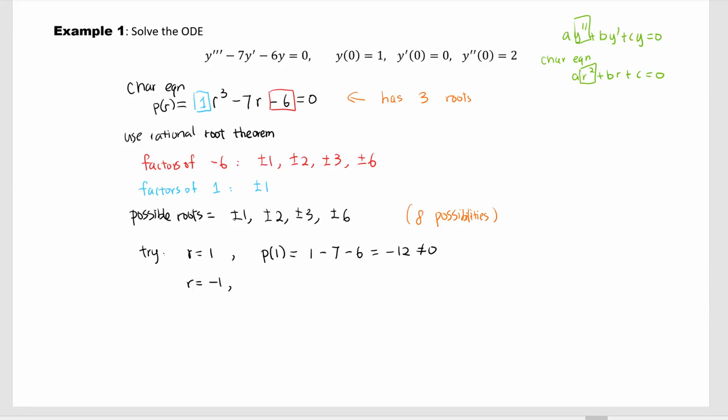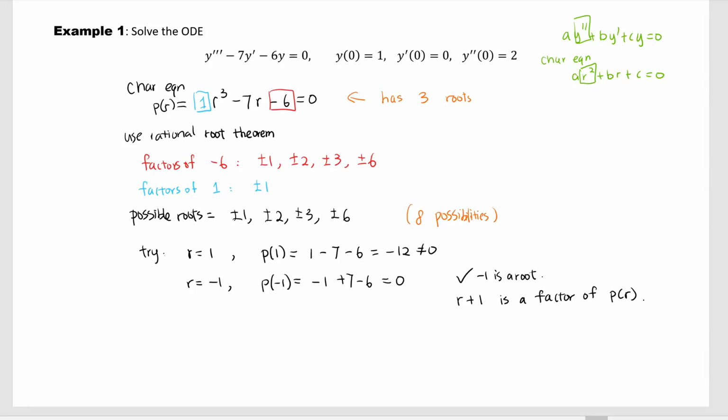Next number, minus 1. We plug minus 1 in. Minus 1 cubed is minus 1. Minus 1 times minus 7 is plus 7. And minus 6. What happened? We get 0. Yes, so r equals minus 1 is a root. What does that mean? It means r plus 1 is a factor of p of r. Minus 1 is a root, then r plus 1 is a factor.